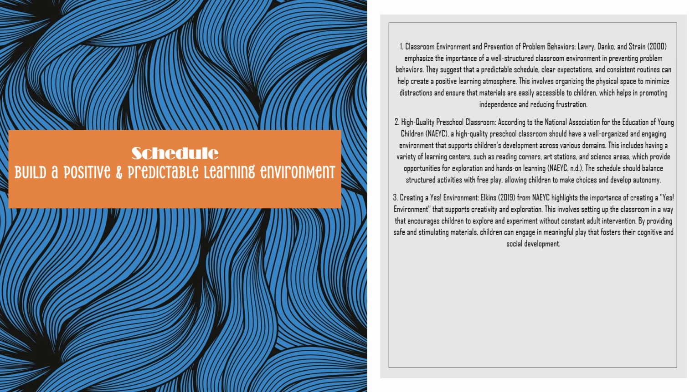Obviously, creating a yes environment. This goes into Elkins. It highlights the importance of creating a yes environment that supports creativity and exploration. This involves setting up the classroom in a way that encourages children to explore and experiment without constant adult interventions. By providing these safe, stimulating materials, children can engage in meaningful play that fosters their cognitive and social development.